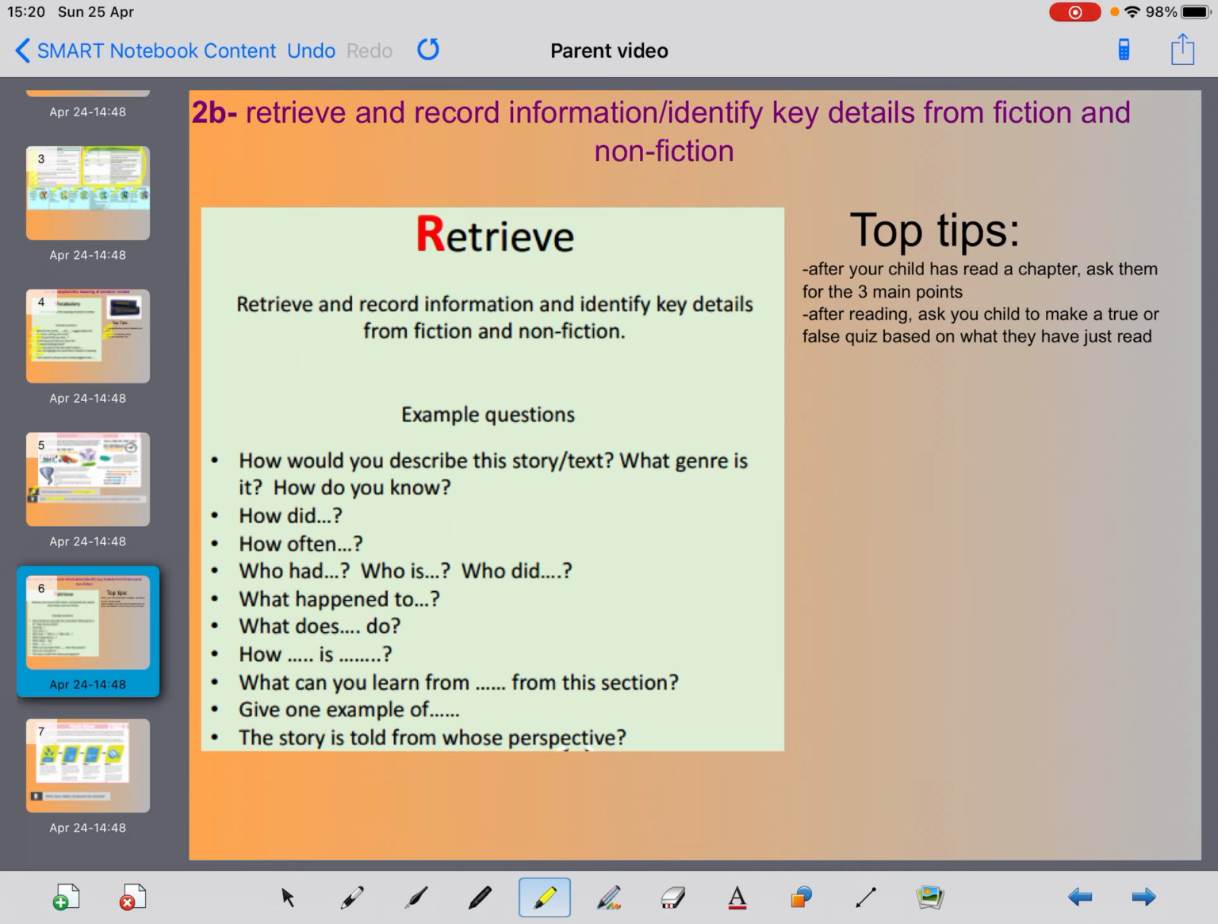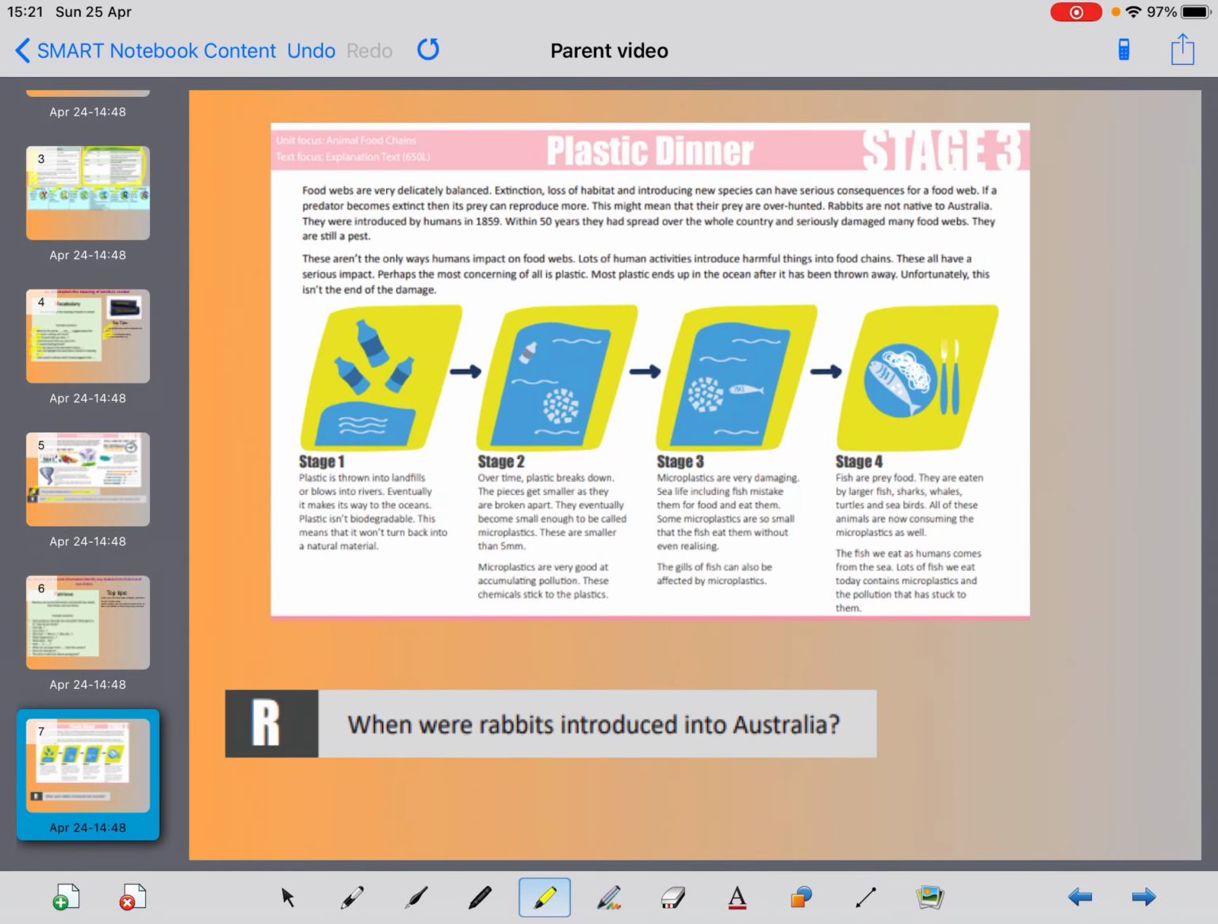These are going to be your 5 W's, your who, what, where, when, why questions, and they are straightforward questions. Here, a retrieval question. When were rabbits introduced into Australia? So they would have to know that when you're asking a when question, you're going to be looking for a time reference. So it may be a time, it may be a date, might be a year that they are looking for.